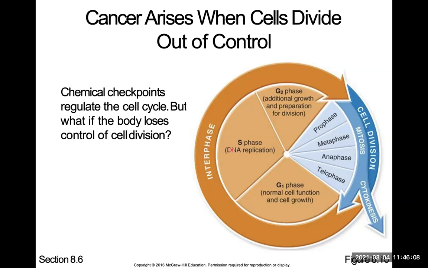Cancer is when the cells start growing out of control. They just divide and divide and divide because something went wrong during cell division and that checkpoint was not able to figure that out. So that's cancer.